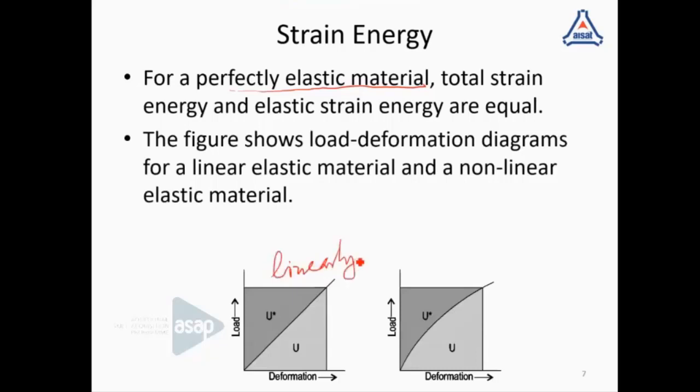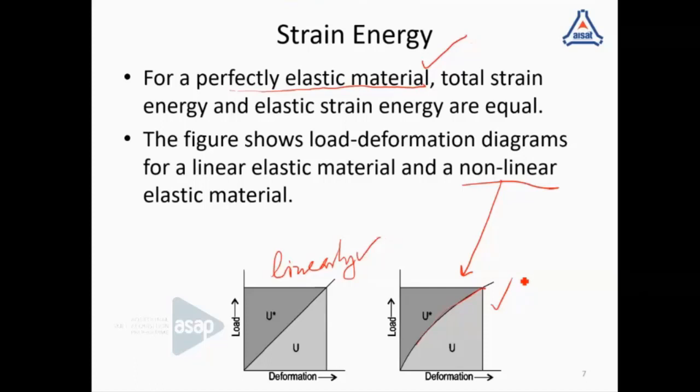This is the load deformation diagram for a linear elastic material, and this is for a non-linear elastic material. That means the curve is not linear. It is not a straight line. It has a curvature. A non-linear behavior is observed. In both these cases, we can say the material is perfectly elastic. There is no plastic deformation, or we are considering only the elastic part of the deformation. So, linear elastic or non-linear elastic, in both the cases we can have the load deformation curve like this.